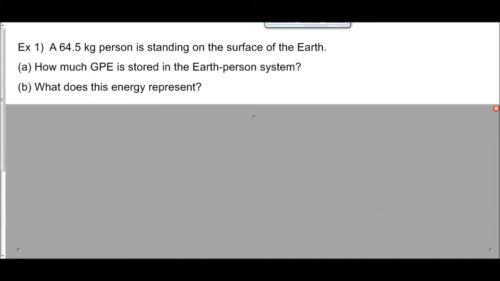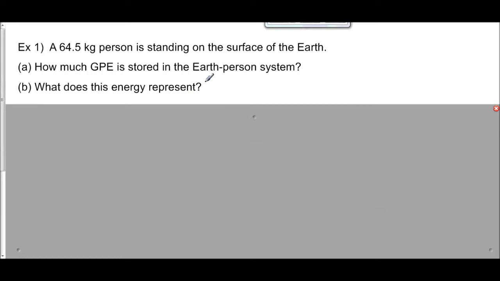But now we're going to pretend that we're going to actually look at this thing in general, and remove all those constraints about forces being constant and the person never leaving the Earth. And we want to know how much gravitational potential energy is stored in the Earth-person system.